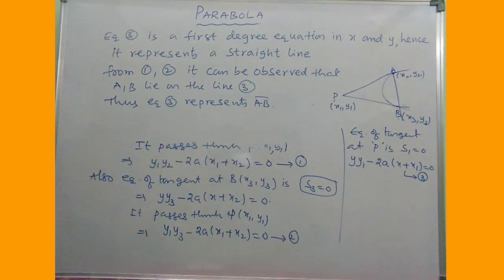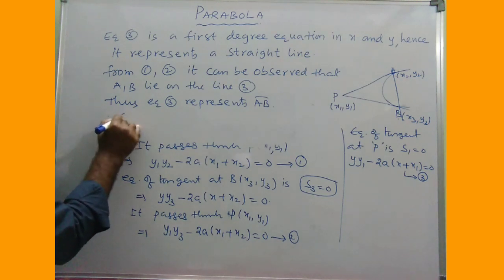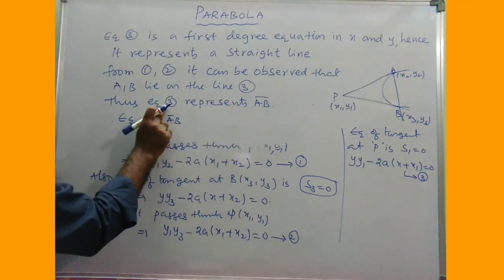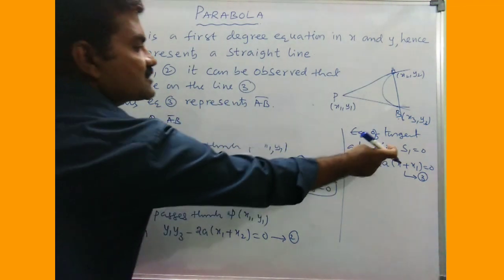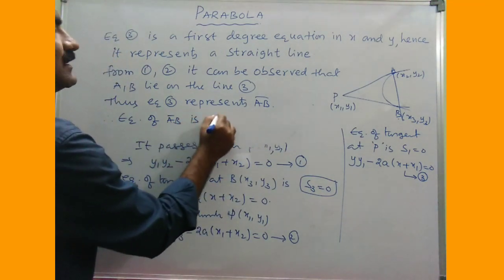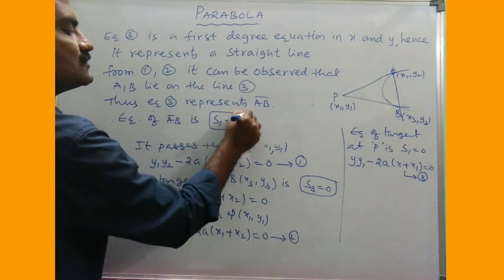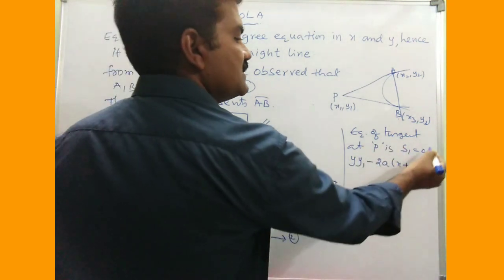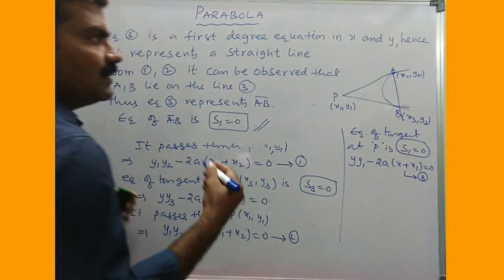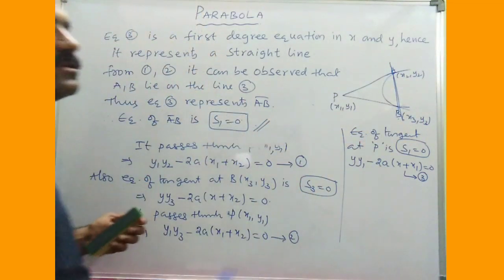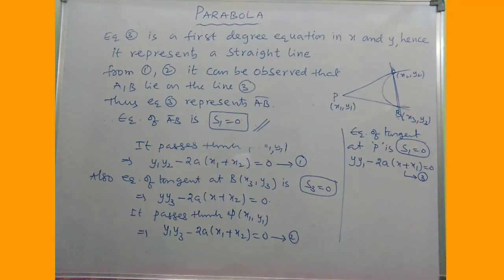So therefore the equation of chord of contact is the equation of AB bar. The equation of AB bar is nothing but equation 3. What is equation 3? Shortly you can write that S1 is equal to 0. Therefore the equation of AB bar is S1 equals 0. So please remember that generally we all know that the equation of tangent is S1 equals 0. Now not only the equation of tangent, even the equation of chord of contact is also S1 equals 0.